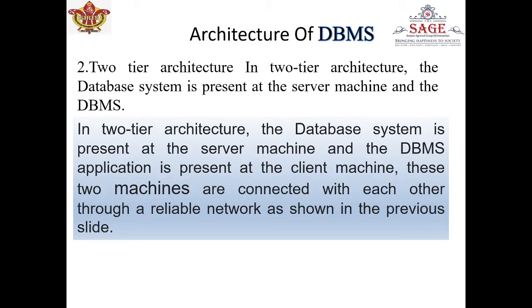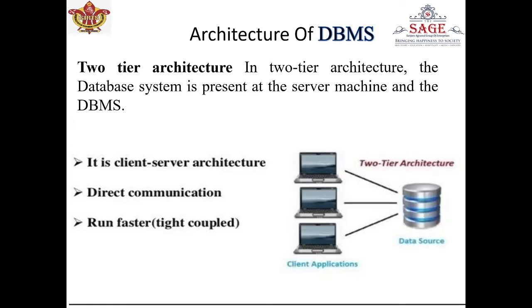Now we will discuss the two-tier architecture. In two-tier architecture, the database system is present at the server machine, and the DBMS application is present at the client machine. These two machines are connected with each other through a reliable network as shown in this figure, right? So it is a client server architecture, direct communication, runs faster, tightly coupled. These are the characteristics of the two-tier architecture diagram. Okay, so the database system is always present at the server machine and the DBMS, right?